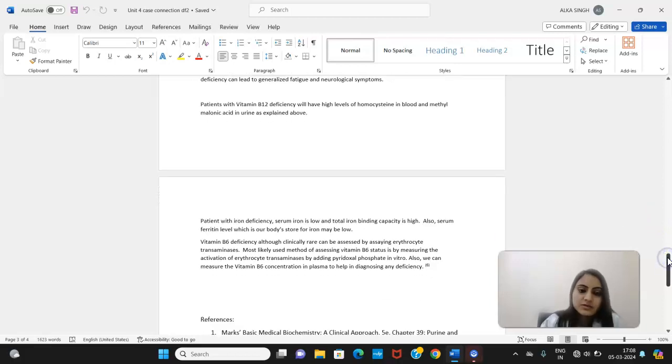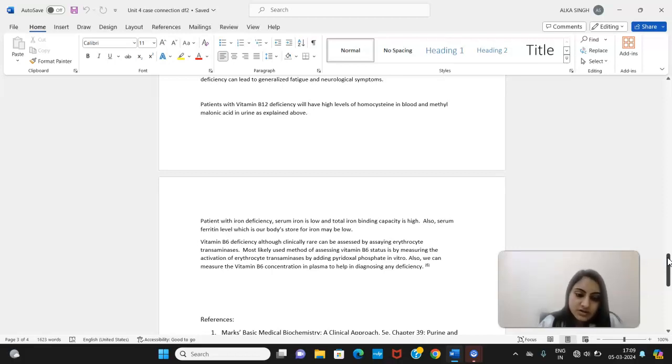A patient with vitamin B12 deficiency will have a high level of homocysteine in the blood and methylmalonic acid in urine, as explained above. In a patient with iron deficiency, serum iron is lower and total iron binding capacity is high. Also, serum ferritin level, which is our body's store for iron, may be low.